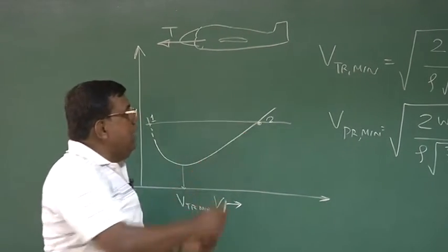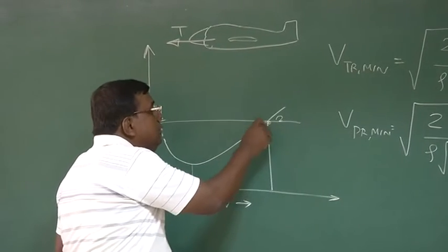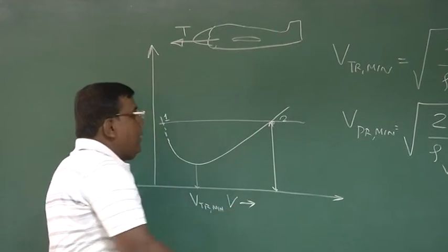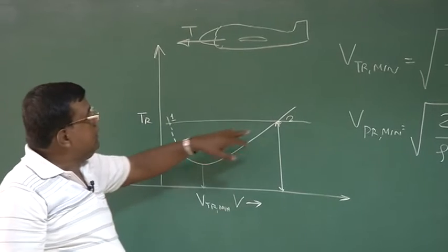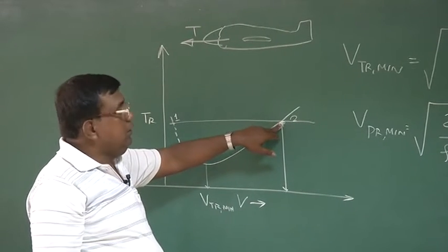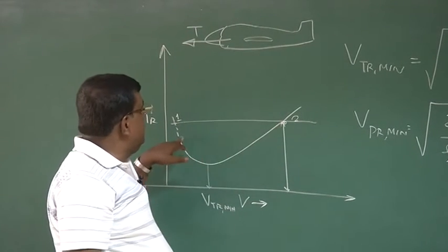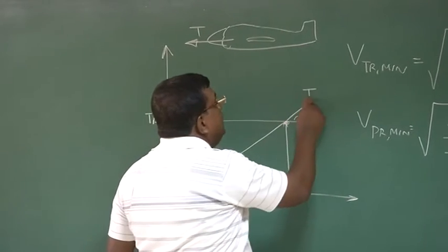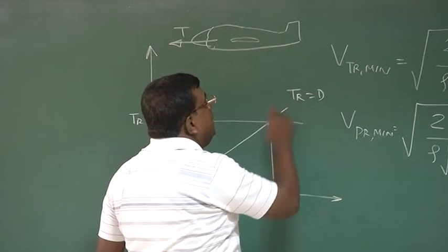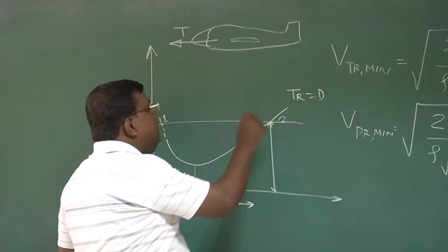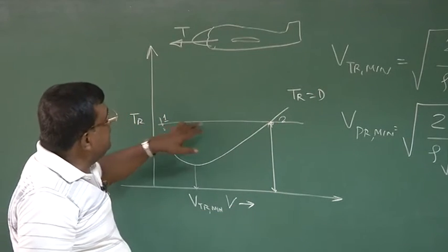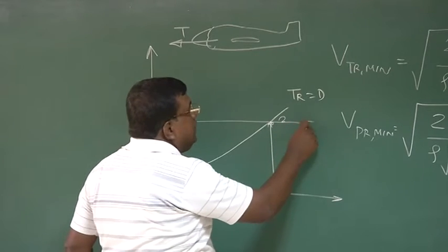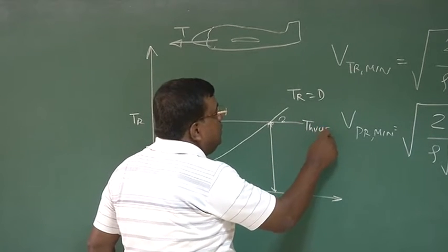What is this point? At this point, you could see that the drag required, which is given by this graph, because this is thrust required, and we know thrust required equals drag. So at this point, whatever the engine is supplying, we call it thrust available.